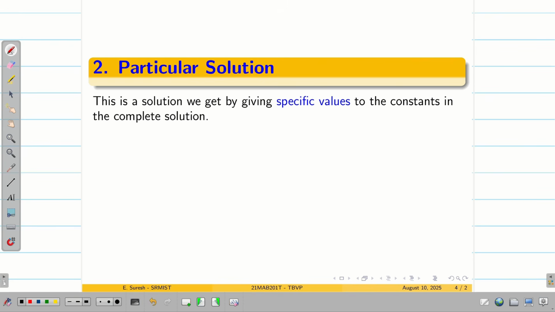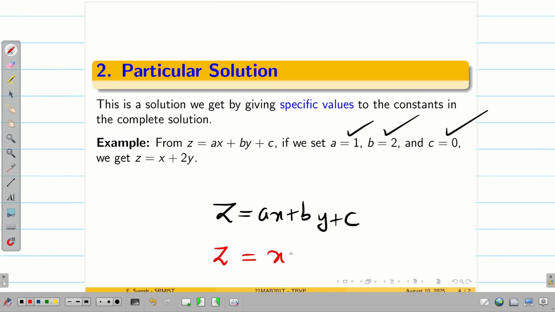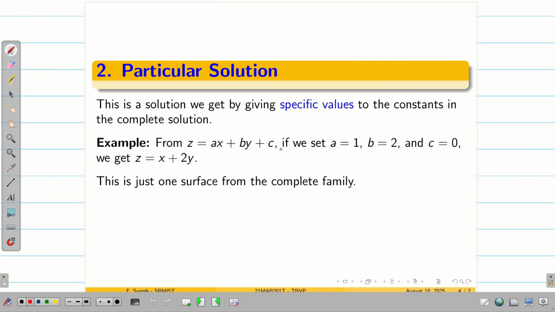The next one is particular solution. Suppose I put the value a equal to 1 and b equal to minus 2 in the complete solution, then it is known as particular solution. For example, suppose we have z equal to ax plus by plus c. If I set a equal to 1, b equal to 2 and c equal to 0, now my solution will become z equal to x plus 2y. This is a particular solution. More simply, this is just one surface from the complete solution or complete family.